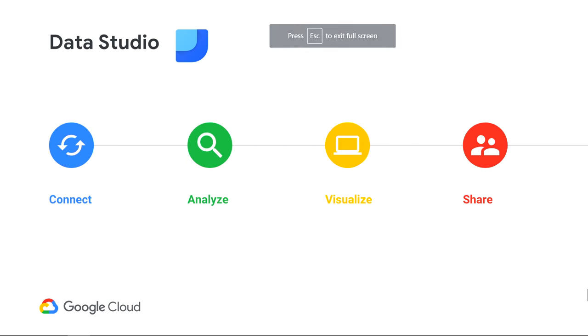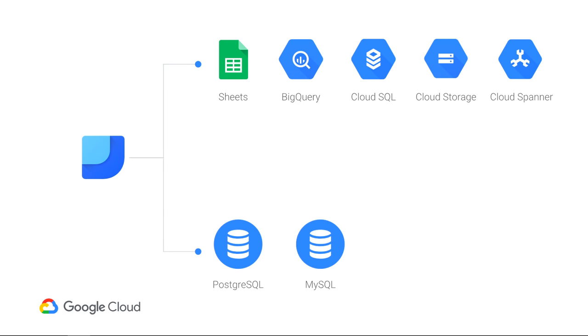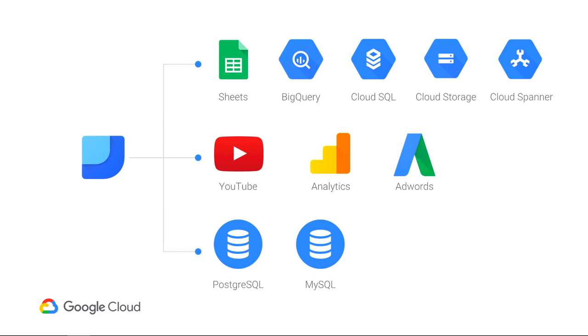The way Data Studio works is that first you connect your data, then you analyze and visualize it, and then once you have built a dashboard, you can share it with other people. When you're connecting your data in Data Studio, you use connectors. There are connectors available that let you use data from Google Sheets or other cloud services like BigQuery, Cloud SQL, Cloud Storage, or Cloud Spanner. If you have on-premise data in maybe PostgreSQL or MySQL, you can also bring it in. Furthermore, you can connect to other Google services like YouTube, Analytics, AdWords, DoubleClick, Search Console, etc.